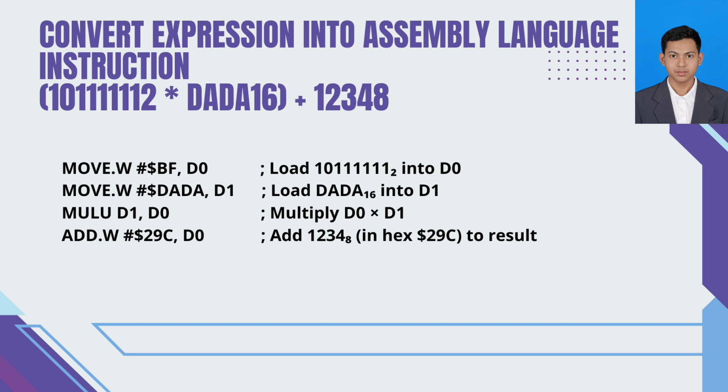Lastly, add.w #$29C, D0 ; add 1234 base 8 in hex, $29C, to the result.